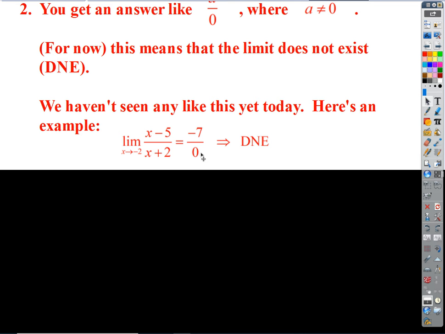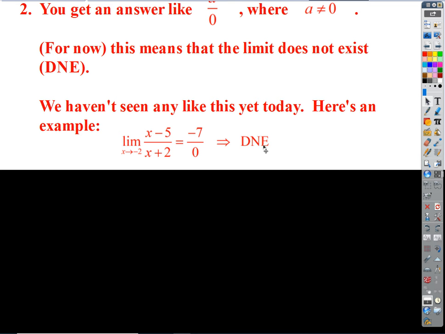Well, we know we can't divide by 0, right? And so for now, that just means does not exist. The limit doesn't work. Soon, we're going to look at being a little more descriptive about that. When you get one like this, where you get a number divided by 0, what do you think is probably happening to the graph of the function? What do you think? Any ideas? You can be wrong. The wrong answer gets us talking.